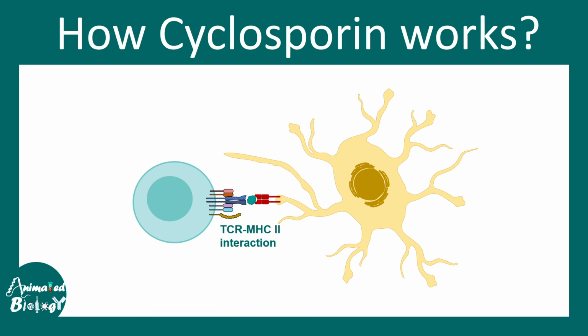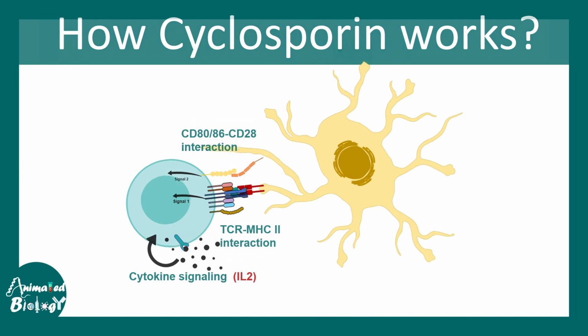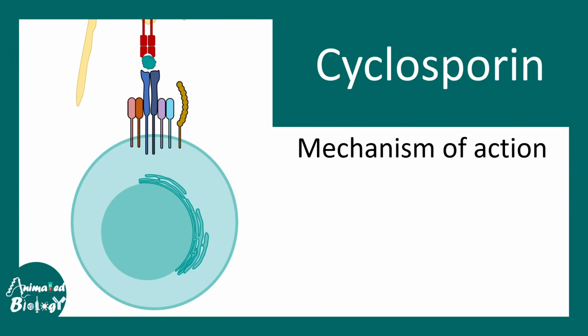First signal is TCR and MHC II interaction. This gives rise to signal 1 for activation. Signal 2 is given rise to by CD80/86 and CD28 interaction. And signal 3 is an autocrine signal which is produced by T cell itself. So the T cell produces cytokine like interleukin 2, and that binds to the interleukin receptor on the T cell, and that gives rise to signal 3 for activation. Now let us try to understand what cyclosporin does in context of these three activatory signals.